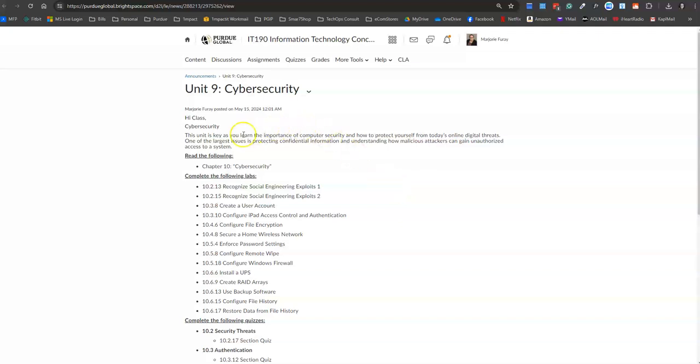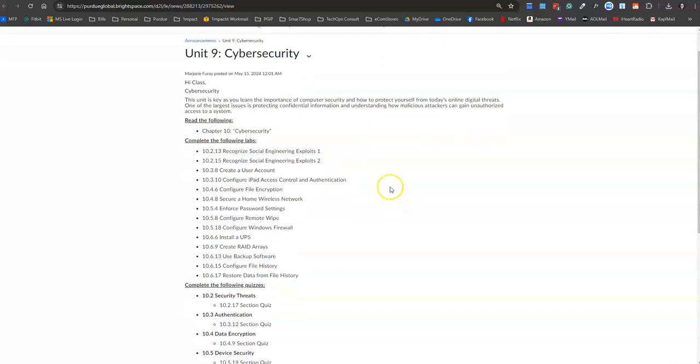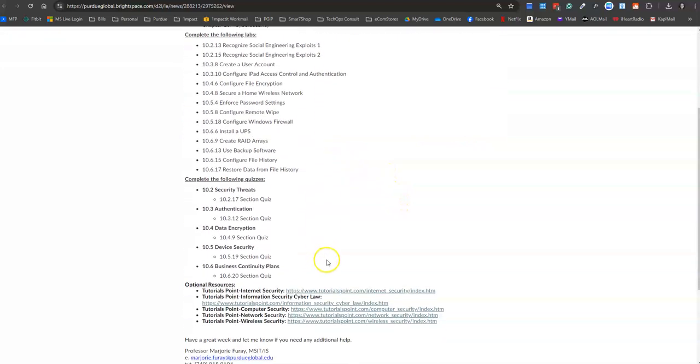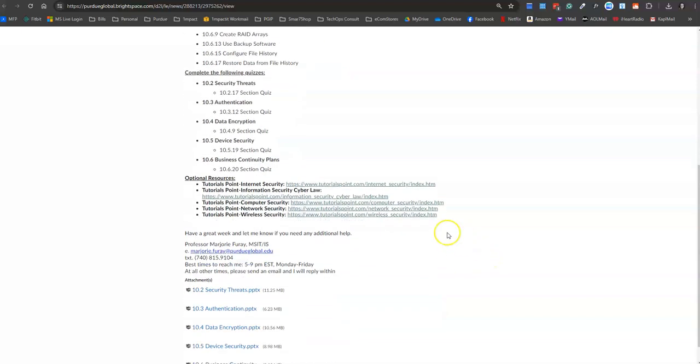which of course tells you about the topic for this week, explaining that we're working on computer security and how to protect yourself in today's online digital threats. You're going to read Chapter 10, Cybersecurity, complete the labs for Unit 10 as you're reading 10.2 through 10.6, and then complete the quizzes within those as well. I do have some optional resources here. Of course, these are optional, but they cover internet security, cyber law, computer security, network, and wireless security.